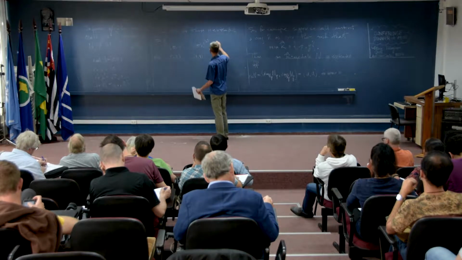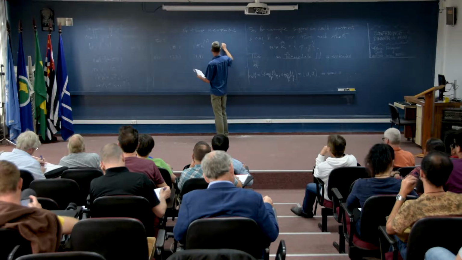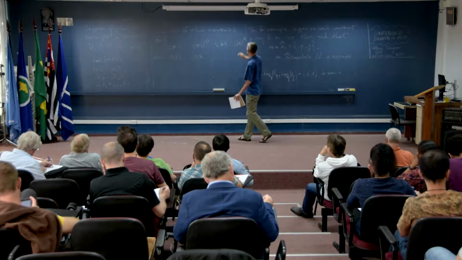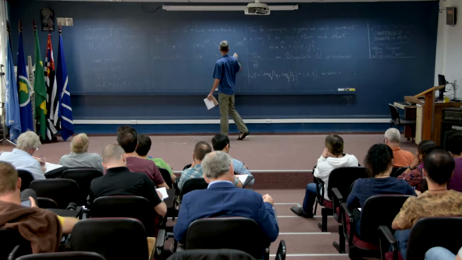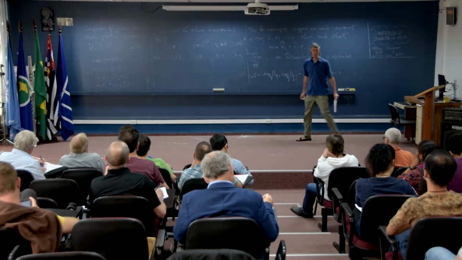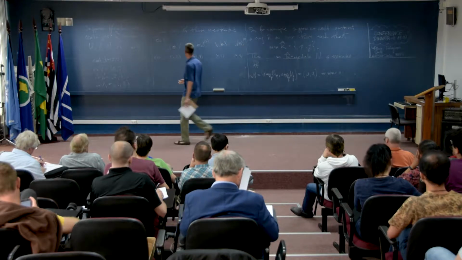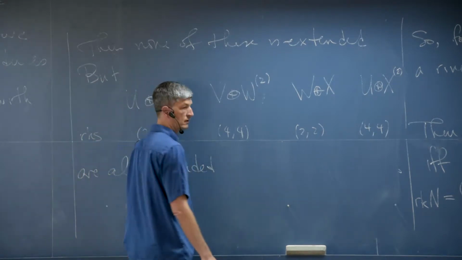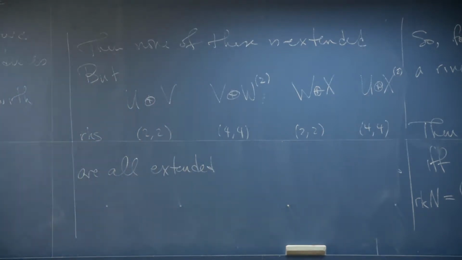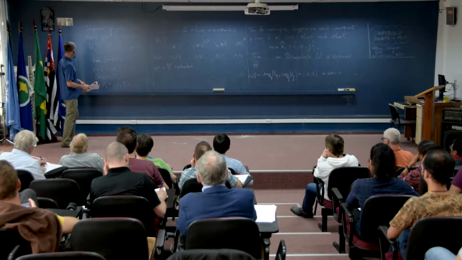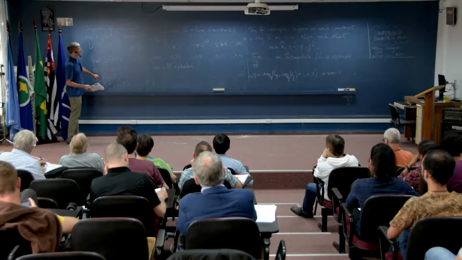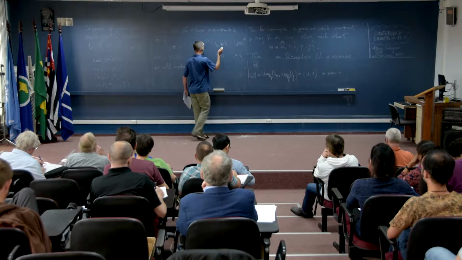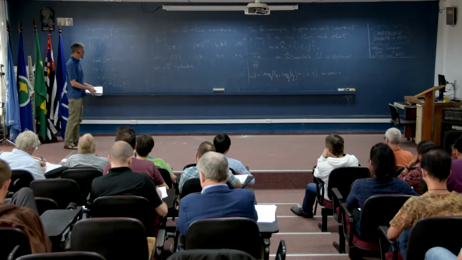We could also do W plus X, and we could also do U plus 2 copies of X. And again, these would have constant ranks, so these are all extended. W plus X, did I screw it up? Oh, it's 3, 3. I just wrote the wrong thing. So these are all extended from our modules.